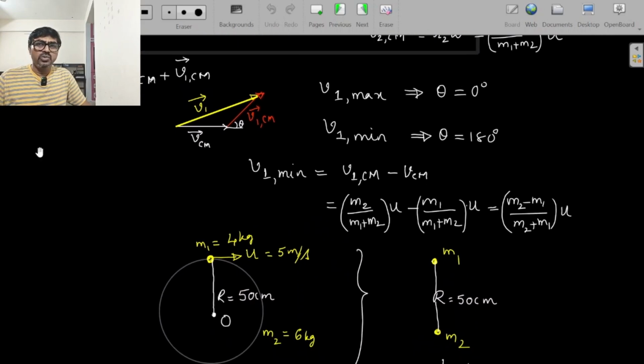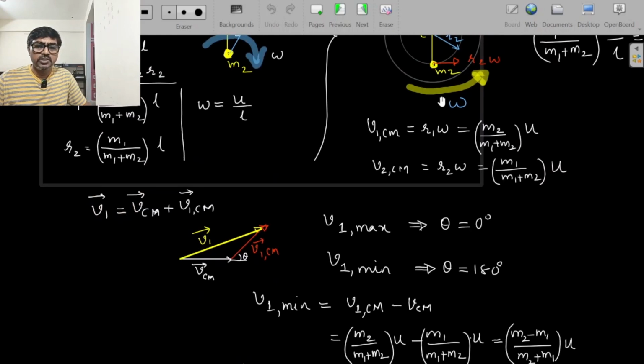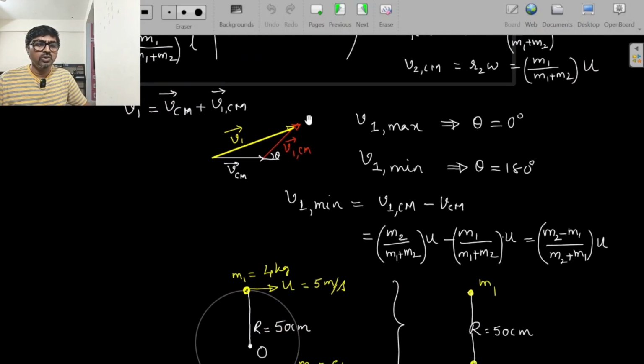Now, when you go to finding velocity of one with respect to ground, now we were looking at with respect to center of mass here. When you come down to ground frame, you would be adding velocity of center of mass to that vectorially. So that's what we are showing in vectorial form here. VCM is always in one direction fixed here, but V1 cm magnitude is fixed, but direction is continuously rotating. That theta is the angle at any position there. So the resultant of these two is going to be V1, from triangle of vector addition.